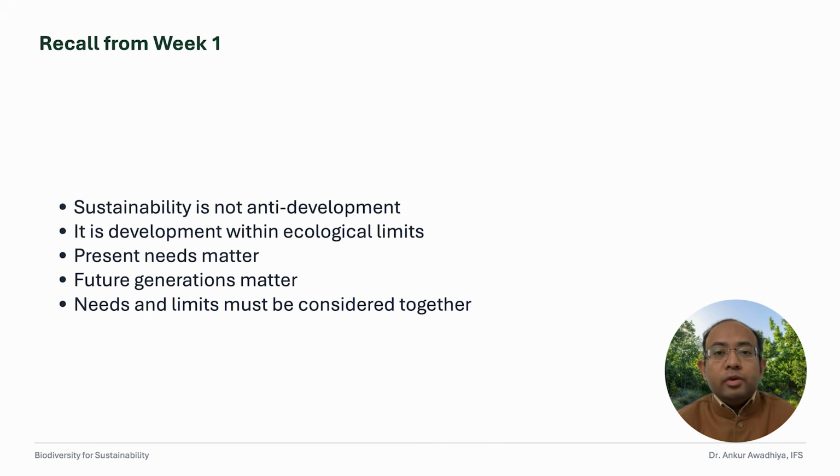From week 1, we should remember that sustainability is not anti-development. It does not tell us to stop using resources or stop improving human well-being. Instead, it asks us to pursue development within ecological limits. Present needs matter, but future generations also matter. A sustainable approach must therefore hold needs and limits together. If we forget either side, our analysis becomes incomplete.